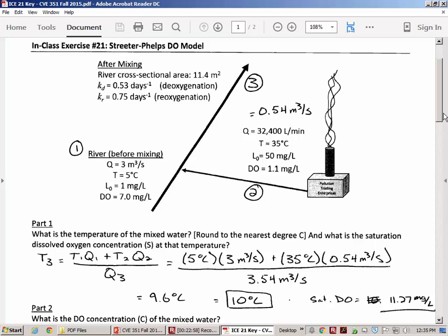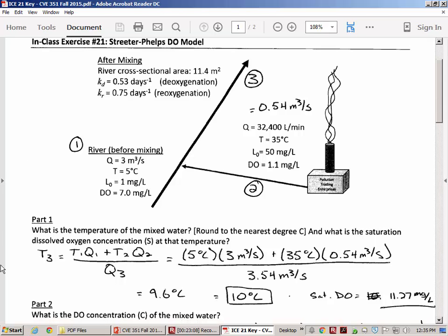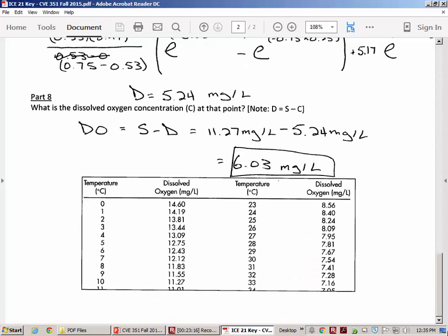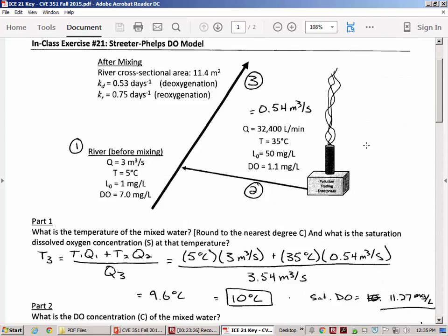If we were doing it the full thermodynamics way, it would still be closest to 10 degrees Celsius than to any one of the other saturation temperatures. So, any questions on how we find T3? Now this saturation DO, we got that by going to the back of the table here and looking at 10 degrees Celsius, it's 11.27 milligrams per liter. So we just went to the table based on that temperature. All right?